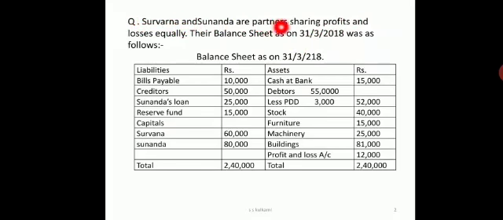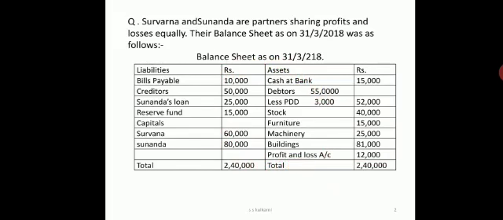Suvarna and Sunanda are partners sharing profits and losses equally. The balance sheet is given. So, you are having bills payable, creditors, loans, partner's loan. Sunanda is a partner, she has advanced loan. Reserve fund, then capital accounts, then you are having cash, debtors 55,000, provision for doubtful debts 3,000, stock 40,000, furniture 15,000, machinery 25,000, building 81,000, profit and loss 12,000. The total of balance sheet is 2,40,000. So now this is the balance sheet.